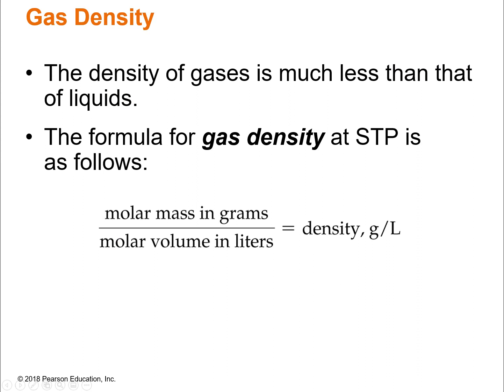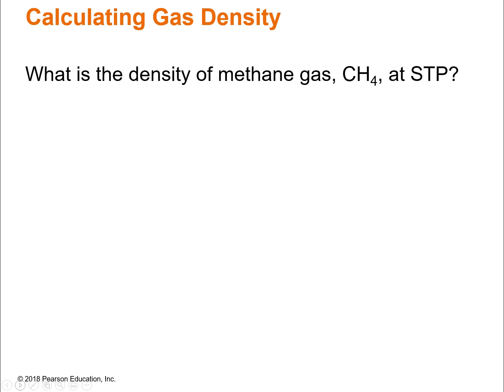We're going to take a little bit of a detour and talk about density. We covered density of solids and liquids, but now we're going to talk about the density of gases because it's related to molar volume. One way that you can calculate the density of a gas is to take the molar mass in grams, divide by the molar volume in liters, and this is at STP. The density of gases is much less than that of liquids, so we're not going to be getting huge numbers here. Let's try it.